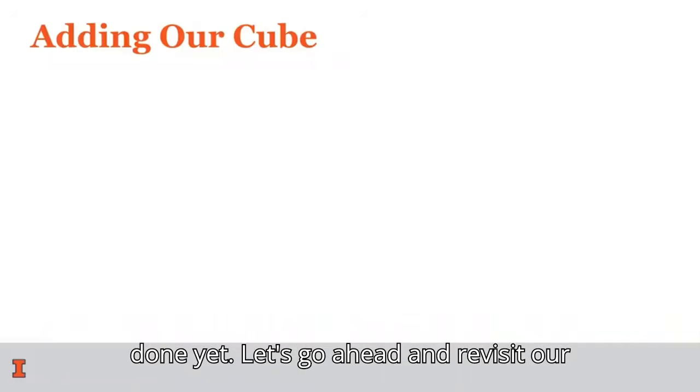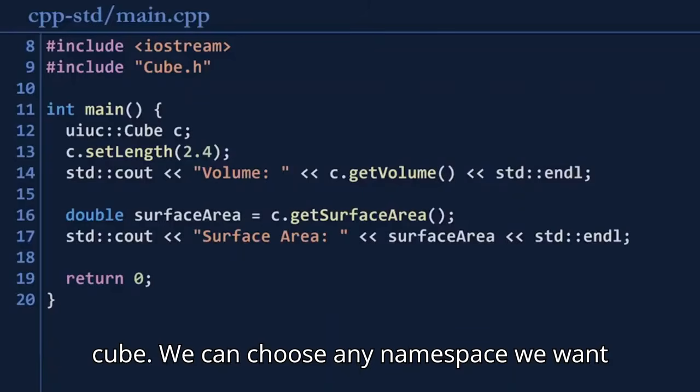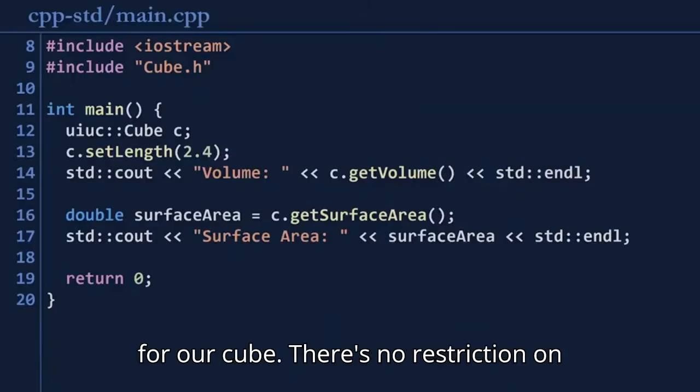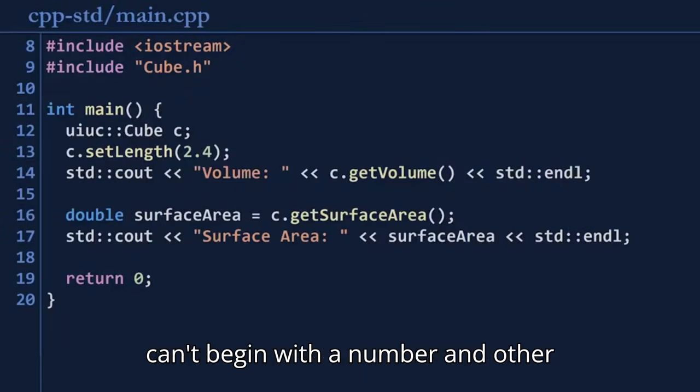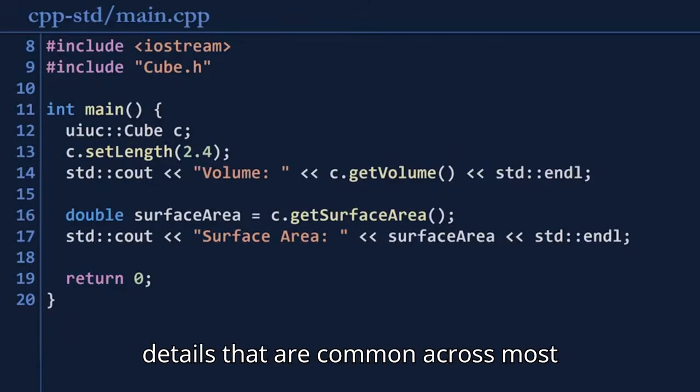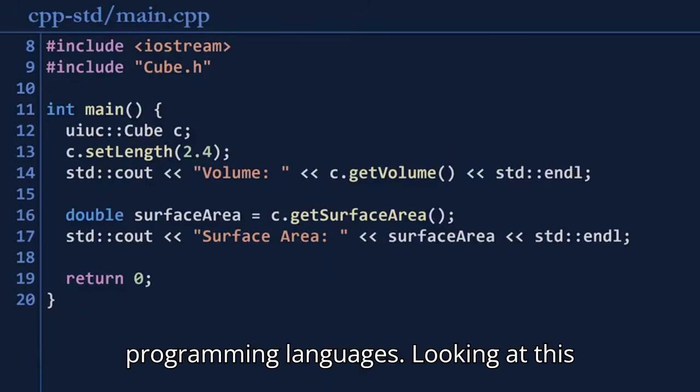Let's go ahead and revisit our cube. We can choose any namespace we want for our cube. There's no restriction on the namespace besides the usual restrictions on variable names, which is that it can't begin with a number, and other details that are common across most programming languages.